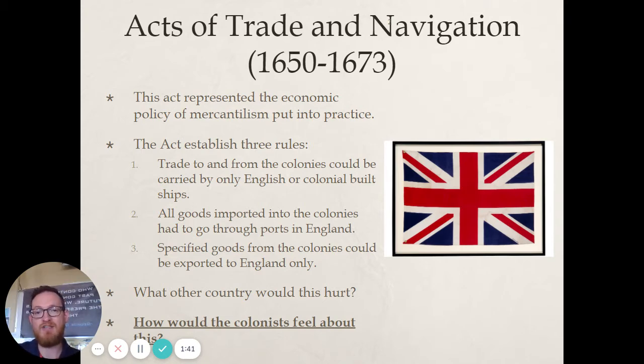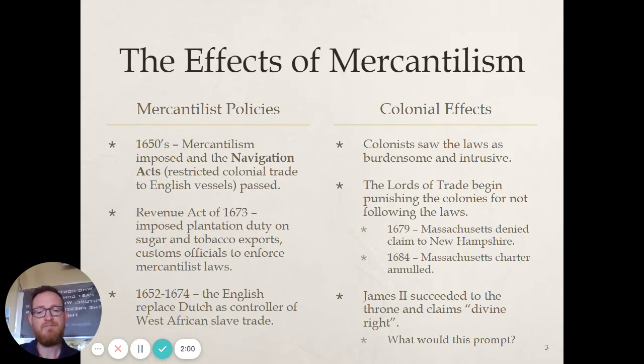Now, if you're a colonist and you're looking at this, how do you think you would feel? Not very happy about it, for sure. And you're going to see the standard response to the Acts of Trade and Navigation and anything like this that the British do is that it increases smuggling within the colonies, where the colonists start smuggling in French and other made goods into the colonies. So those were the effects of mercantilist policies.